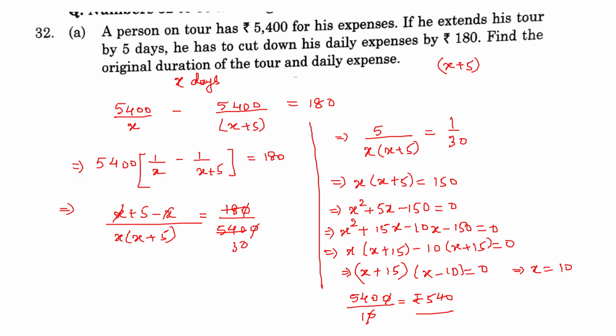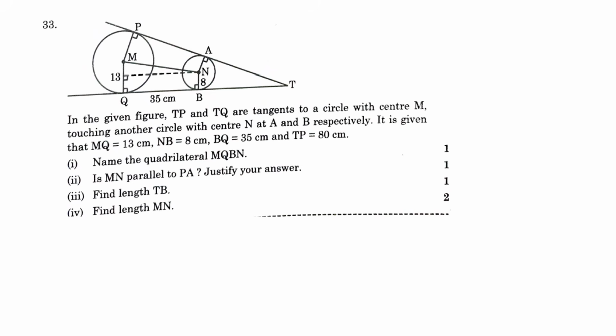Now it has an OR part also. Let's solve that also. Question number 33. In the given figure, TP and TQ are tangents to a circle with center M, touching another circle with center N at A and B respectively. It is given that MQ equal to 13, NB is 8, BQ is 35 and TP is 80 centimeter.